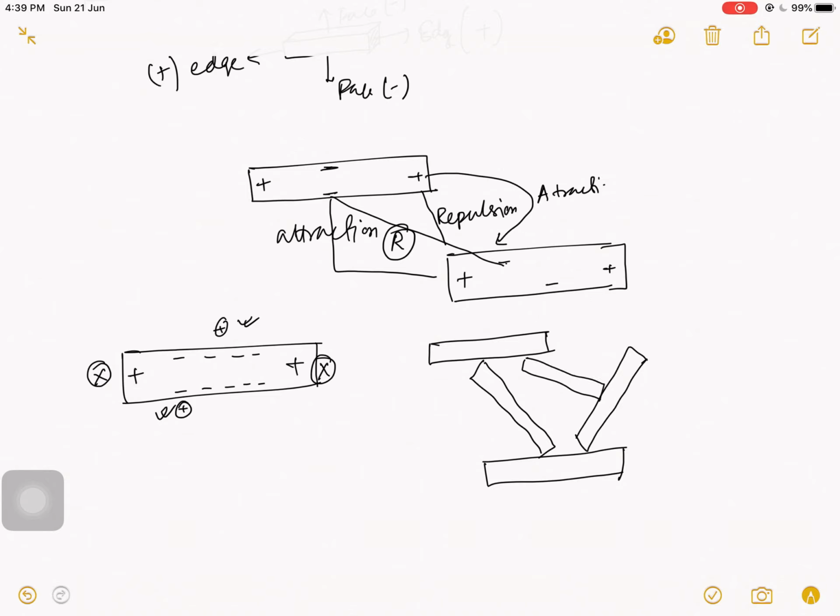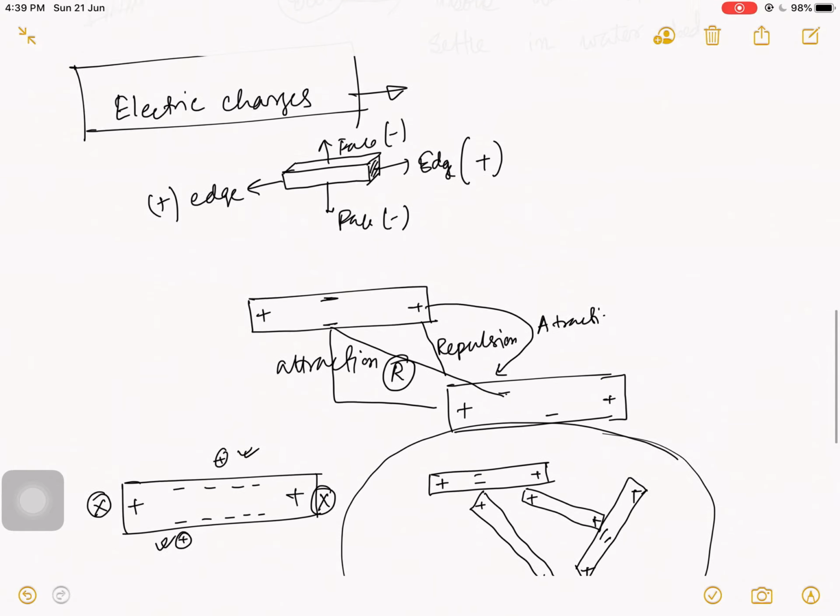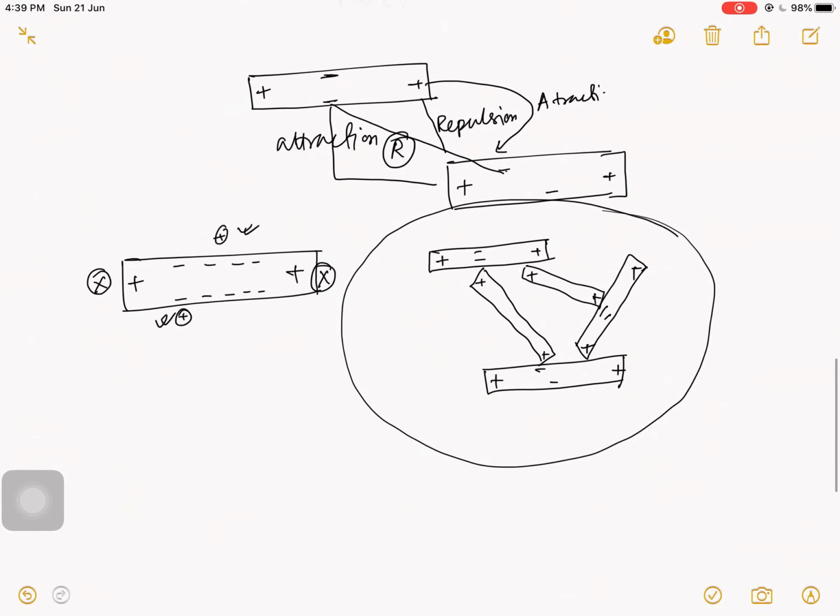If I show the charge distribution: plus, plus, plus, this is negative, plus, negative, negative, negative. In this way, flocculent particles are generated. I hope your basic concept regarding flocculent particles has been cleared.